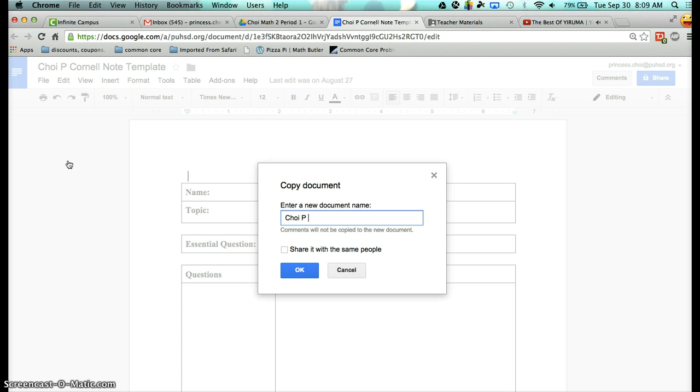instead of Cornell Notes 1, 2, 3, and 4, I want us to now have a title, because at the end of the semester, you're going to search for things. So then you're going to put Quadratic Basics, okay? Because we're going to do Quadratic Basics today. Okay, so last name, first initial, Quadratic Basics, and then click on OK.